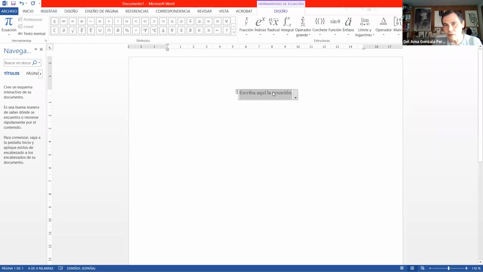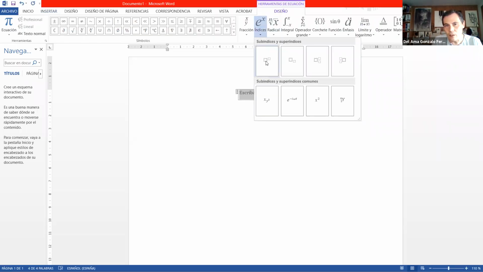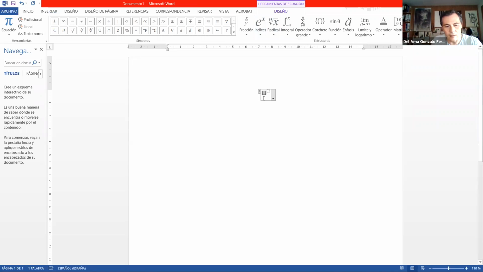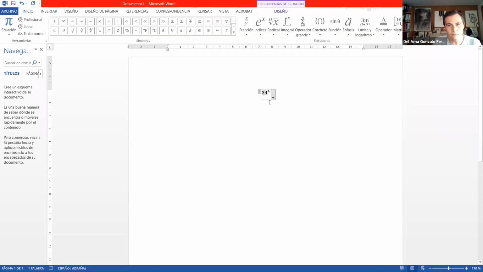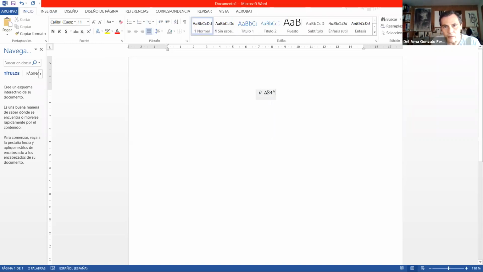So you can type the equation, and you can write here 43 divided to the 4th power. Okay, and then we have symbols. We have the Greek symbols here, so we can type all these symbols that we are using in math. It's a very useful tool.